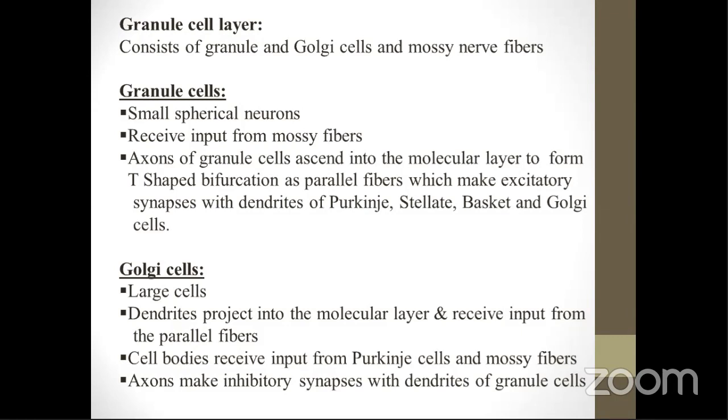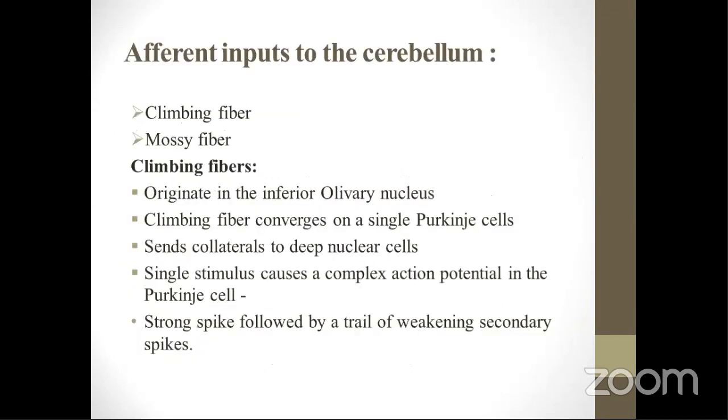The second cell is the Golgi cell. It is somewhat larger in size. The dendrites project into the molecular layer and they receive input from the parallel fibers. The cell bodies receive input from the Purkinje cells and mossy fibers. The axons make inhibitory synapses with dendrites of granule cells. Now, if you are writing all these things, you have to remember that with the help of the functional figure, it is very easy to remember. So practice that functional figure, and you can very well remember all the types of cells.